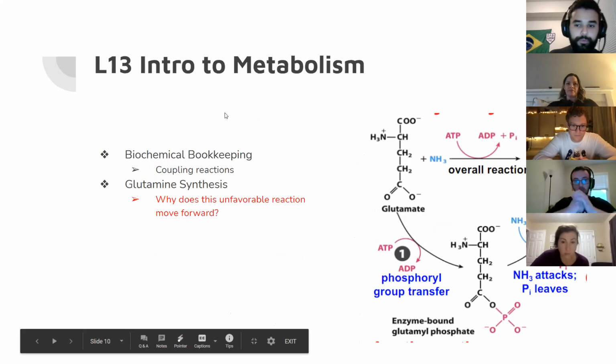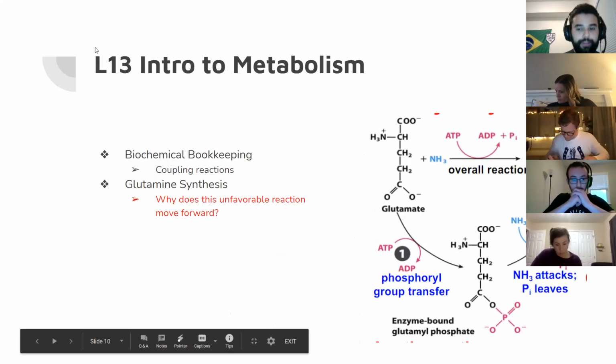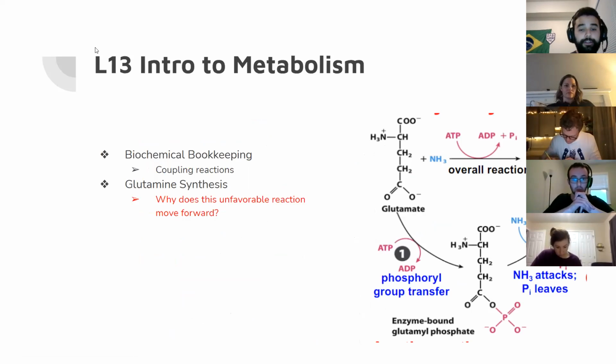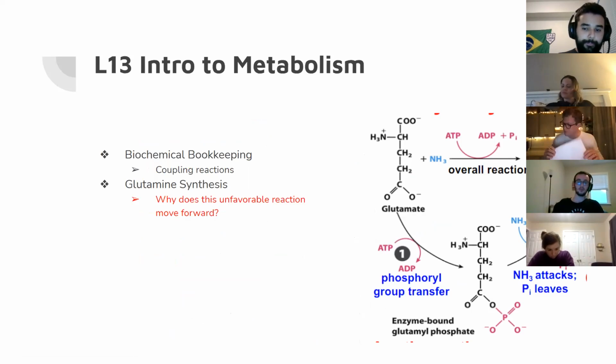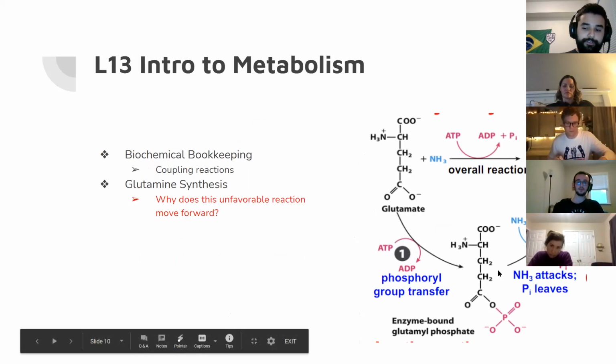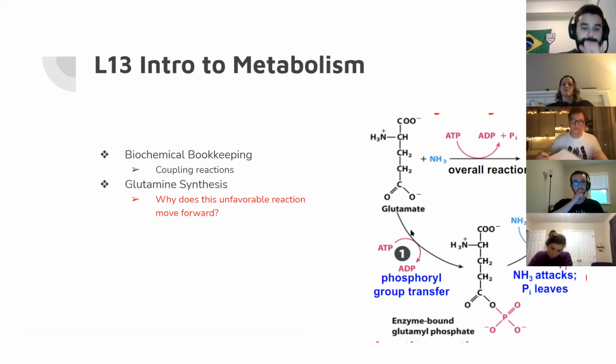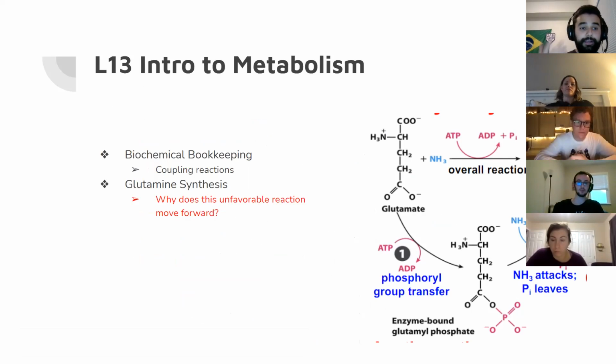So moving on to the next part of lecture 13, which is where the ATP is going to come in. This is the coupling of reactions, and this is the overall reaction to convert glutamate to glutamine. But you're going to see that we're actually using ATP to reach this kind of transition state before we're able to move into our glutamine. So for glutamine synthesis, the reason this unfavorable reaction moves forward is because of ATP. It pushes the reaction forward and forces the reaction to go through.